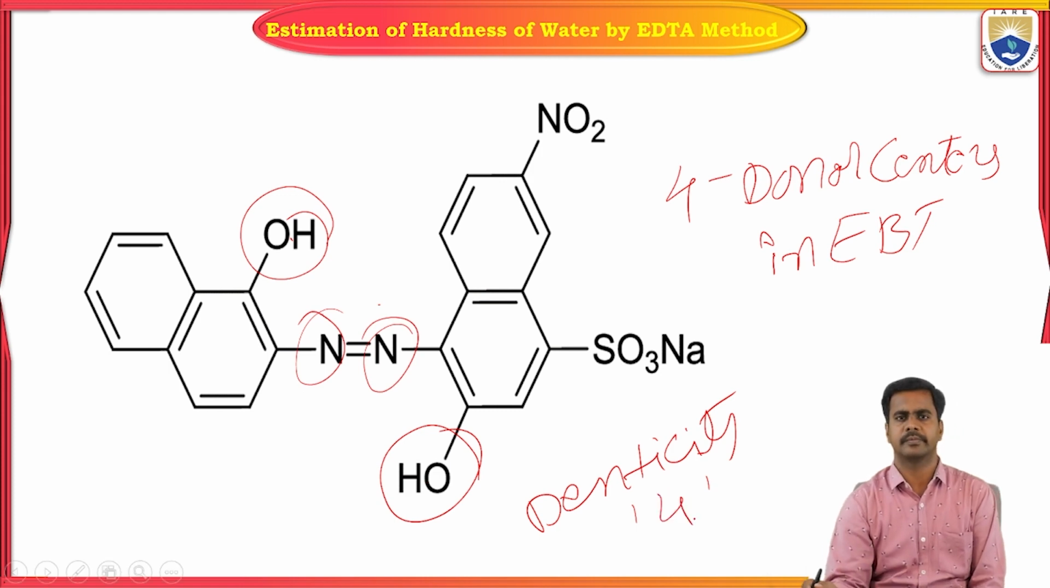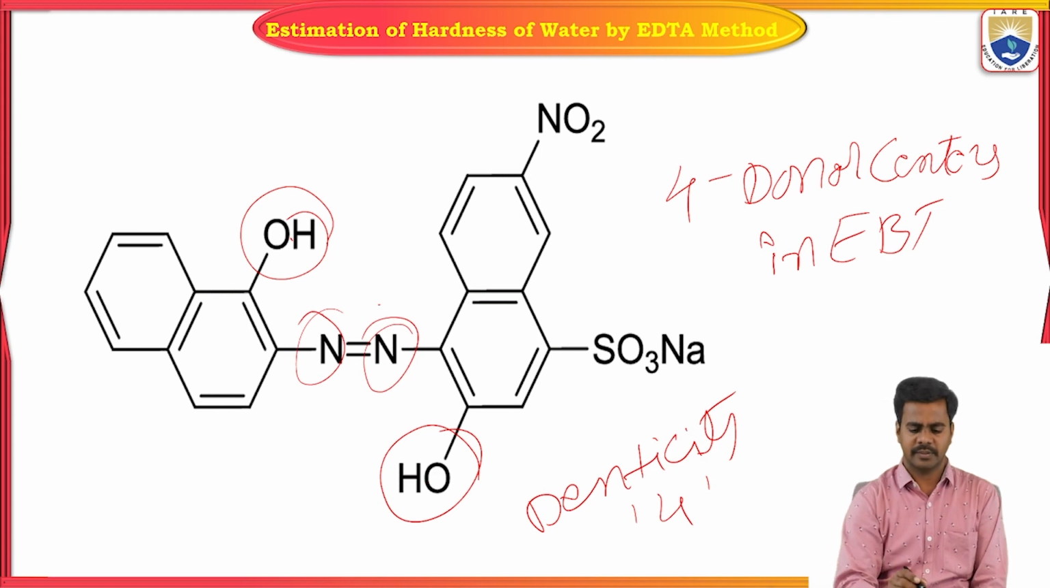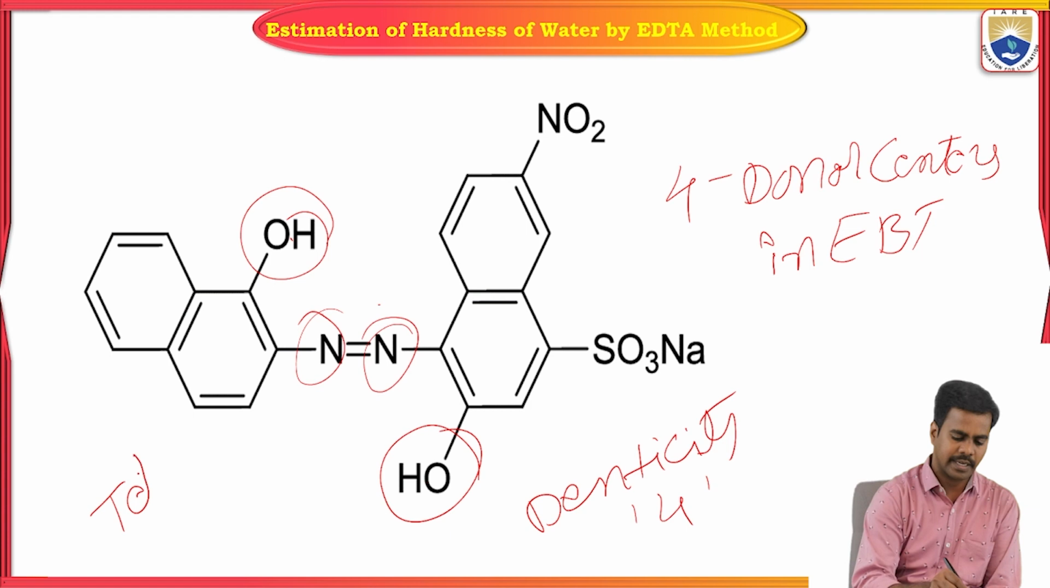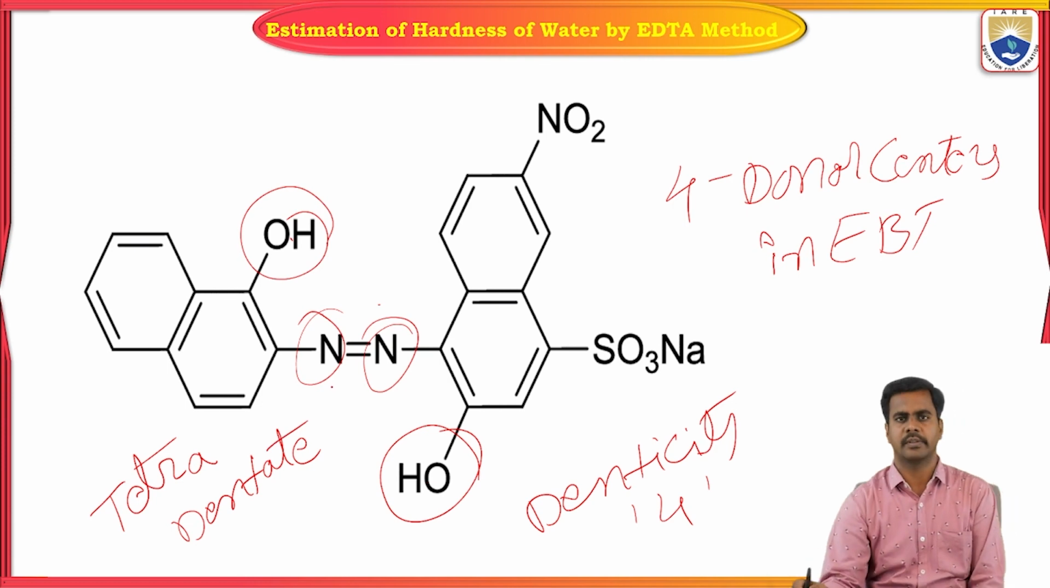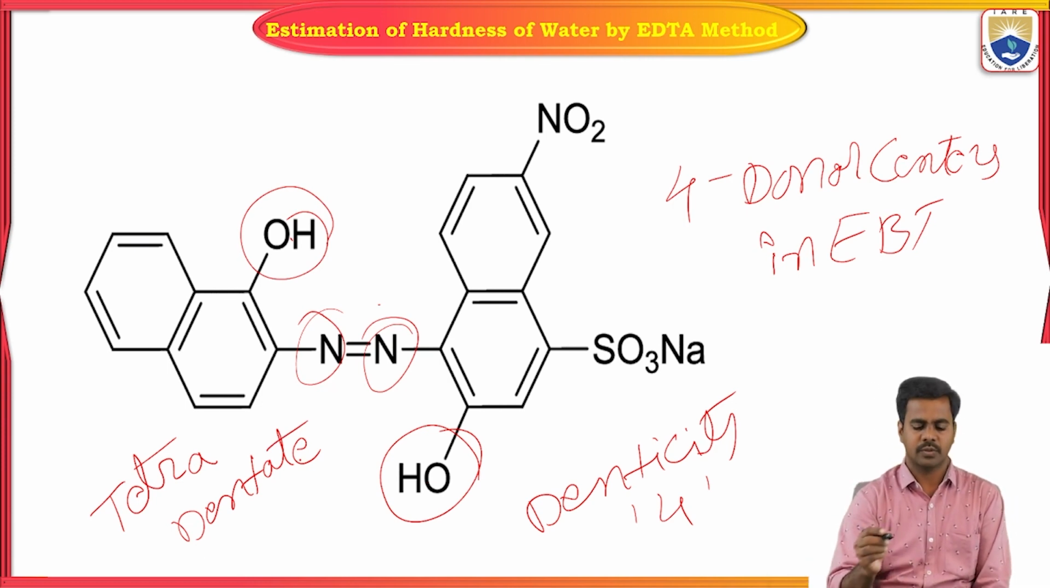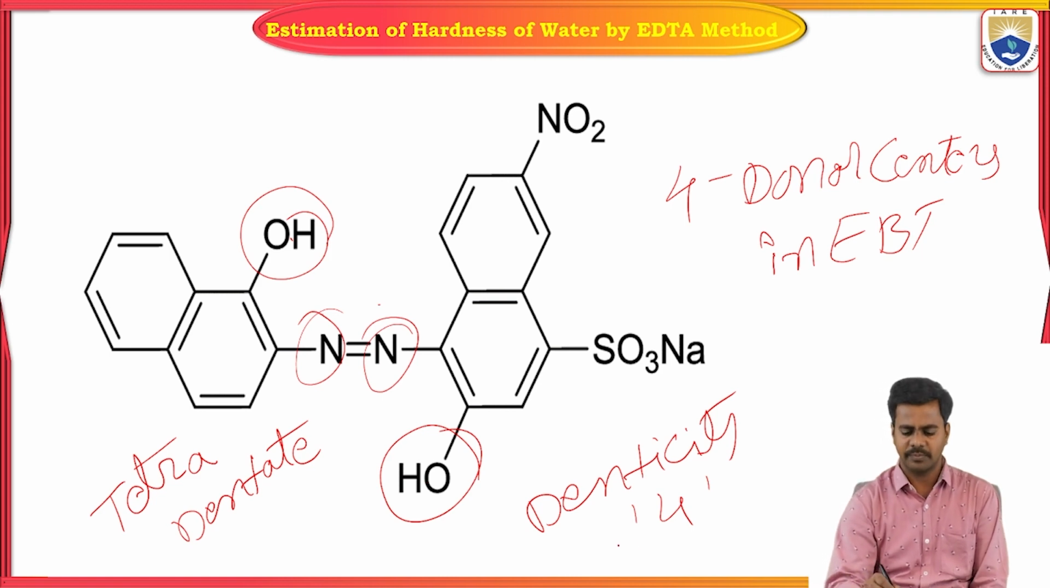So now we can say that EBT acts as a tetradentate ligand. So the denticity of EBT is 4.